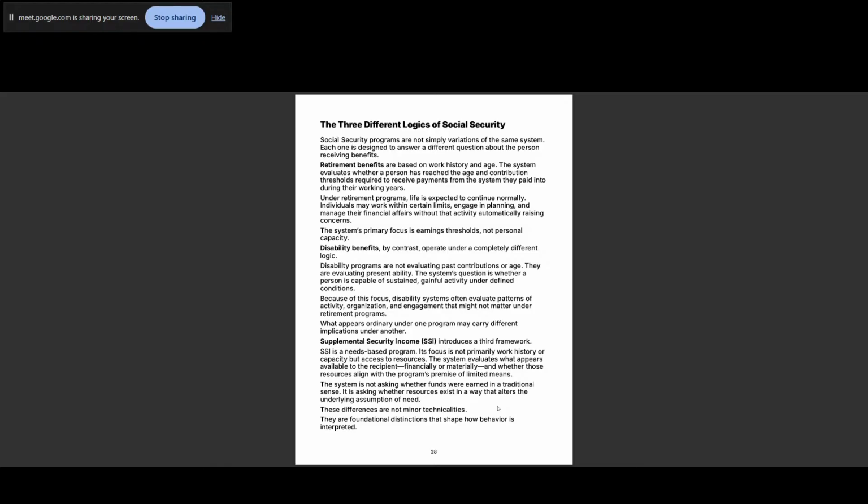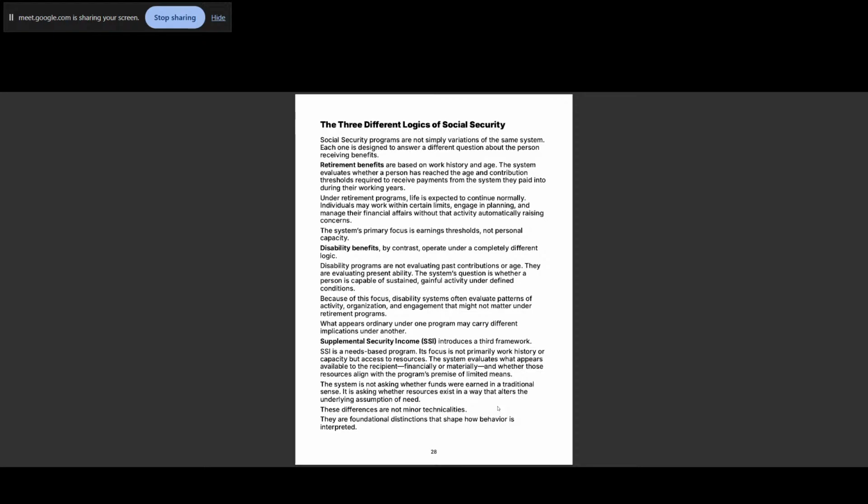Disability benefits, by contrast, operate under a completely different logic. Disability programs are not evaluating past contributions or age. They are evaluating present ability. The system's question is whether a person is capable of sustained, gainful activity under defined conditions. Because of this focus, disability systems often evaluate patterns of activity, organization, and engagement that might not matter under retirement programs. What appears ordinary under one program may carry different implications under another.